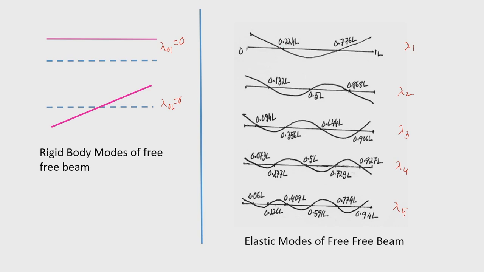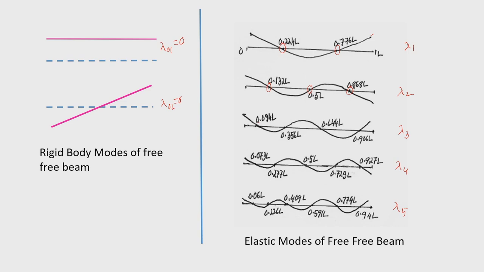You can see the nodal points appear in the first elastic mode. So two nodal points appear, at 0.224L and 0.776L symmetrically. And this being the free end, so here you are getting displacement as well as slope. So three nodes are appearing in the second elastic mode, that is at 0.132L, 0.5L, 0.868L.